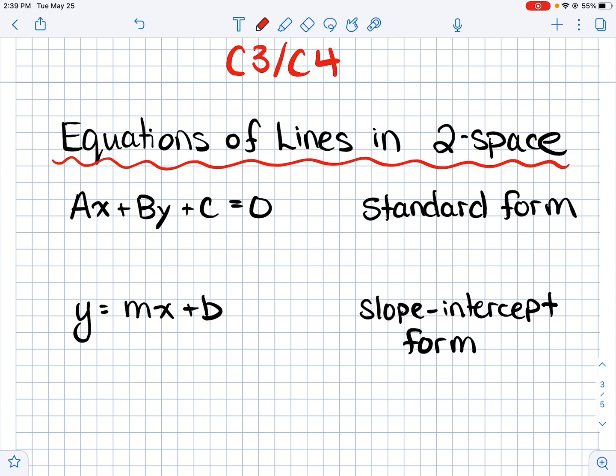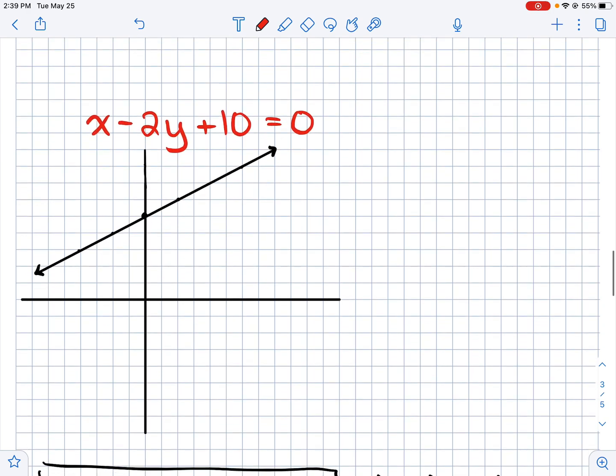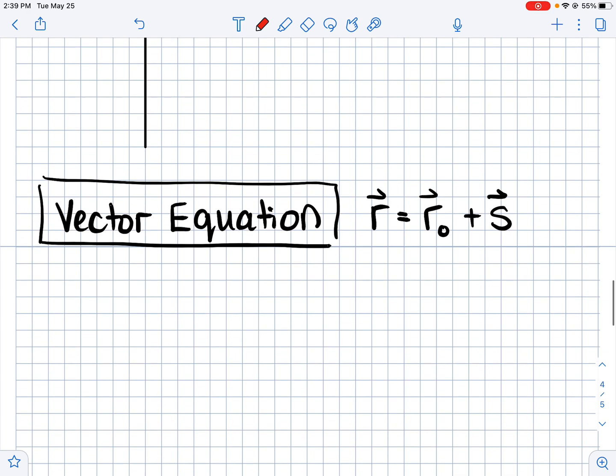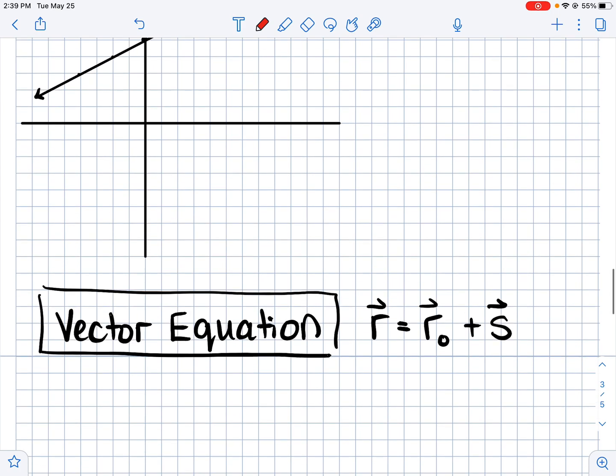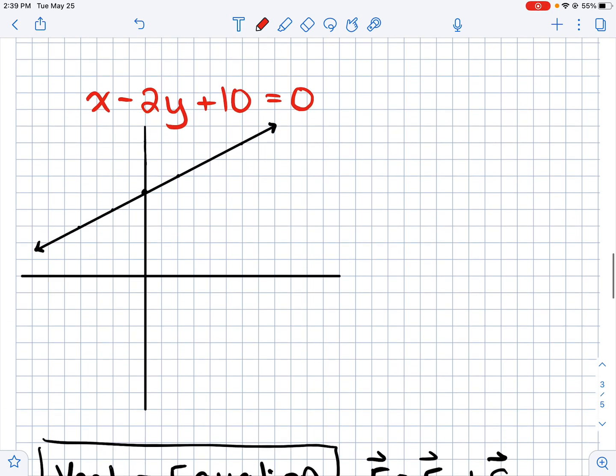So we're now going to refer to this equation right here, ax plus b, instead of calling it standard form, we're actually going to call it a scalar equation of a line. Okay, that's what we're now going to refer to it as. Not standard form, but a scalar equation. And today's video, we're going to learn how to change a scalar equation into a vector equation. So this is a little bit of a confusing explanation here.